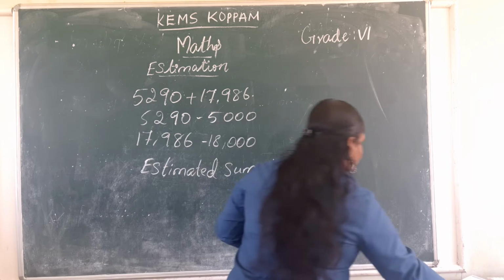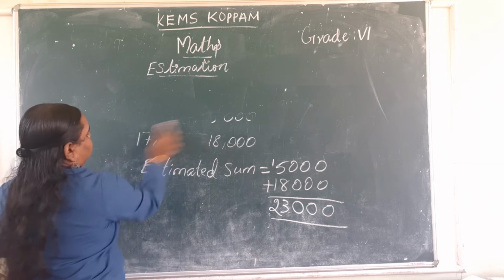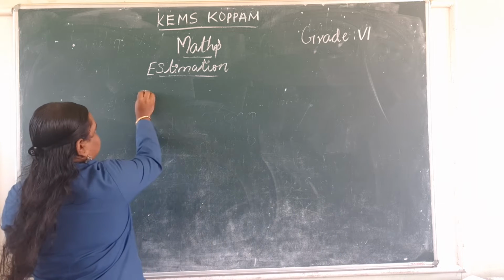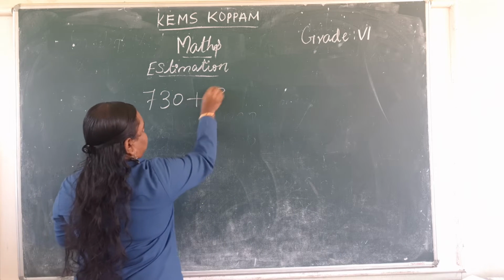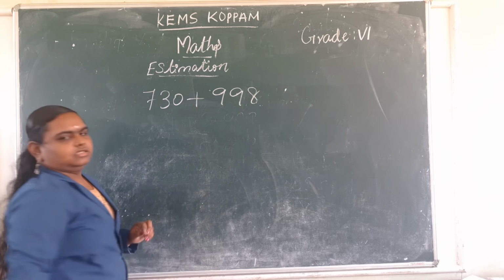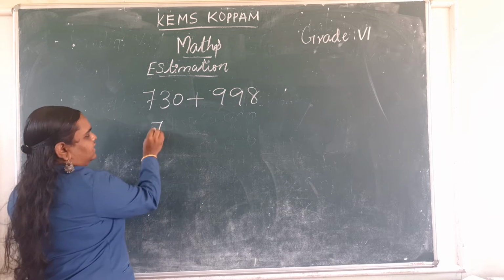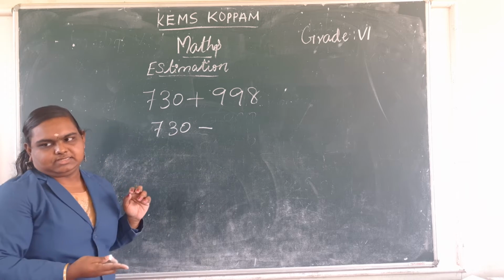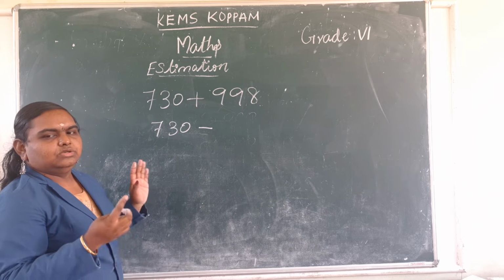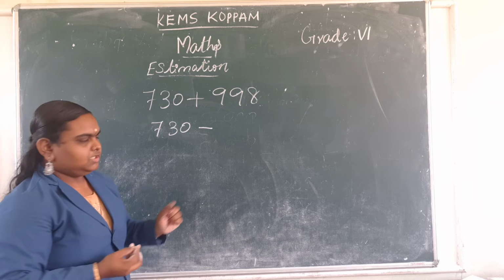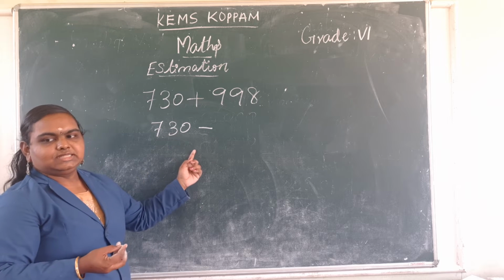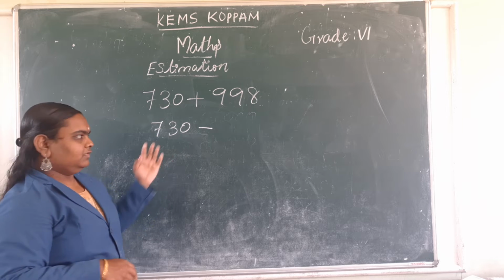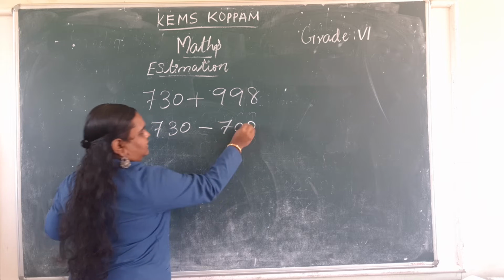Okay, let's see another one. We can easily understand. The first number is 730 plus the second number is 998. Now I have taken 730. 730 is in between 700 and 800. So the middle value is 750. 730 is below 750, isn't it? So we can easily take 700.